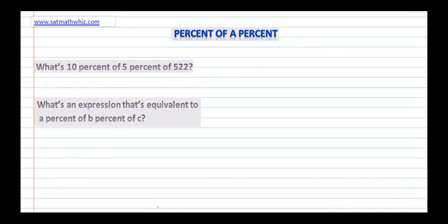Next, percent of a percent. This is something that's also very common on SAT percentage problems. What's 10% of 5% of 522? If we simply convert both of those into decimal form, 0.10 times 0.05 times 522, the answer is 2.61.